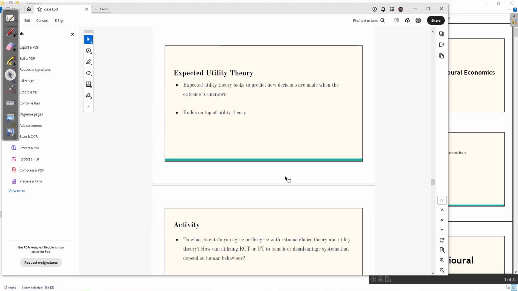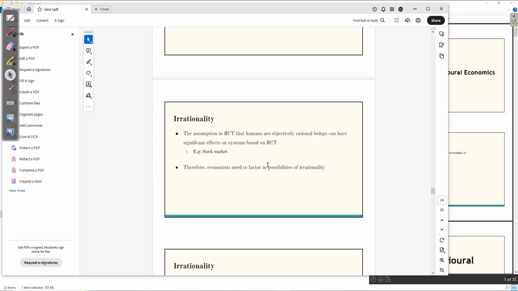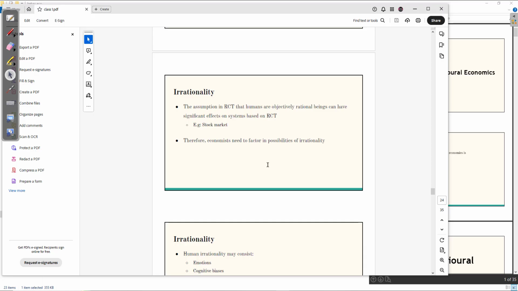Coming back to expected utility theory, it looks to predict how decisions are made when the outcome is unknown. So you are using probabilities. Okay. So we talked about rationality. Now let's talk about irrationality. What is irrationality? When you are irrational.